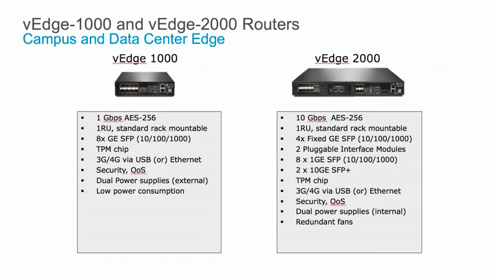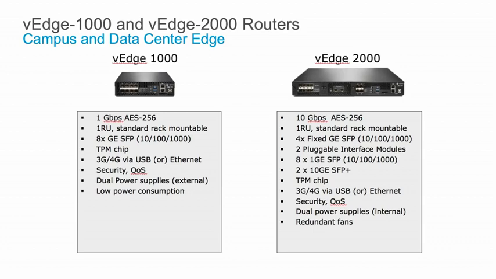The vEdge 1000 has 8 10/100/1000 SFP based ports and can leverage 3G or 4G via the USB port or via Ethernet handoff from a 4G modem. It has dual external power supplies.